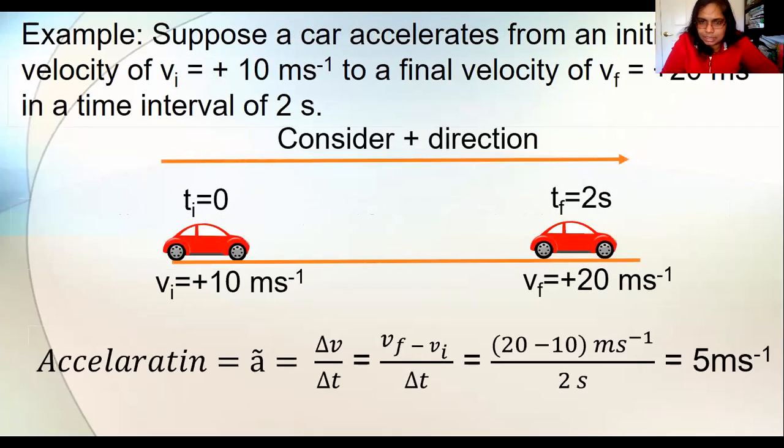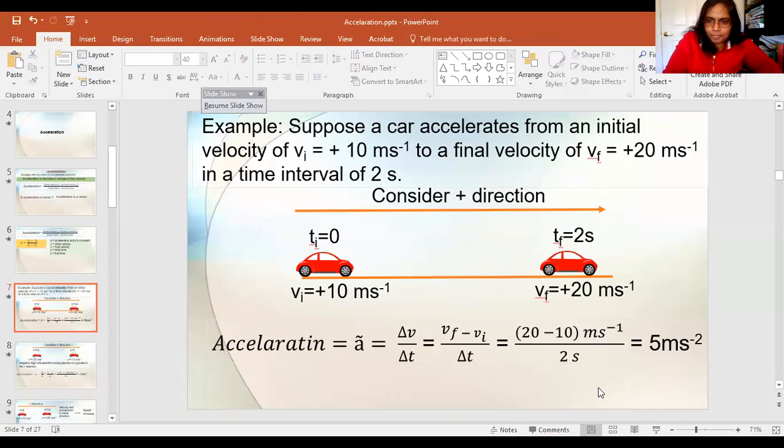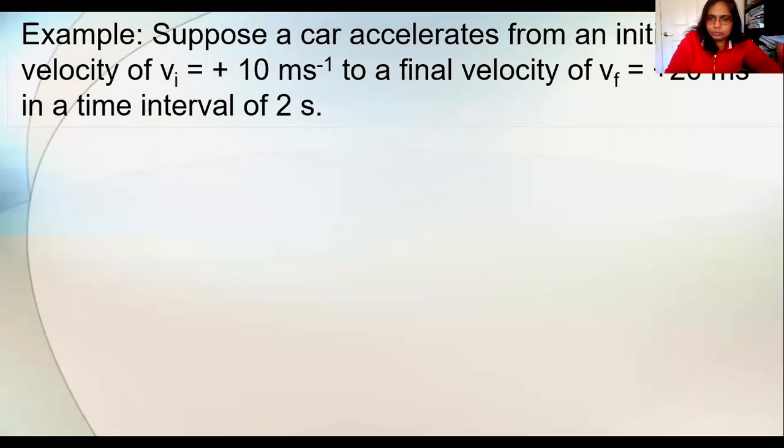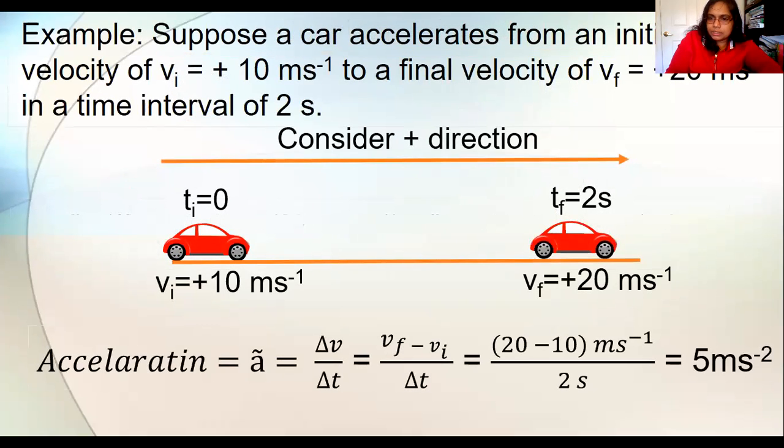Here, there's a little mistake. Actually, it's a big mistake. The acceleration unit is meters per second squared. Okay, so the acceleration is 5 meters per second squared, because here it's meters per second divided by another second. So it will be seconds twice, so it will be meters per second squared.